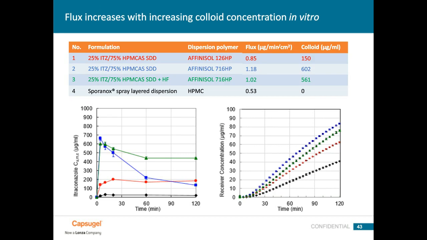So we compared 4 formulations in this test, and the black formulation shown at the bottom here is the commercial formulation Sporanox, and then we looked at 3 different formulations with different grades of each HPMCAS, which resulted in different concentrations of colloids, as well as different levels of sustainment. On the left, you can see the dissolution curves, so monitoring concentration in the feed using HPLC over time. And on the right, you can see the concentration of drug in the receiver phase over time monitored by UV-Vis.